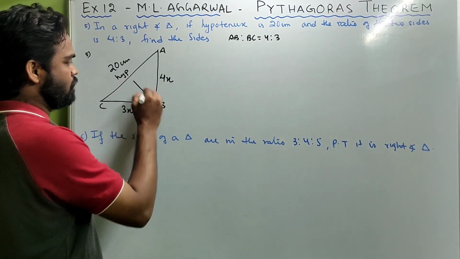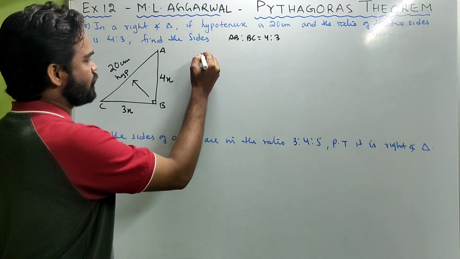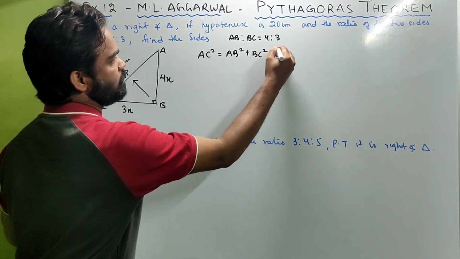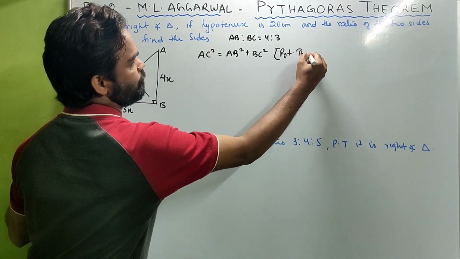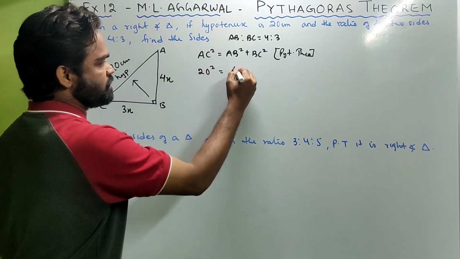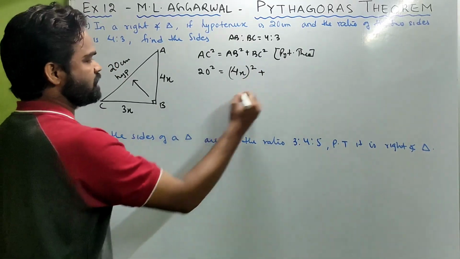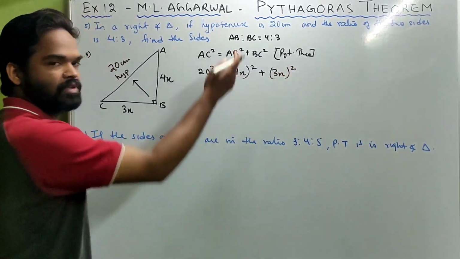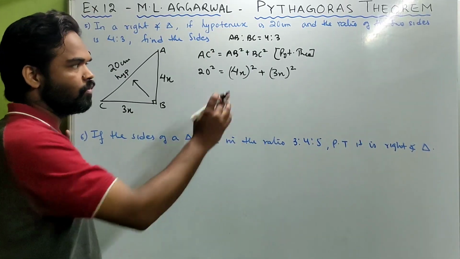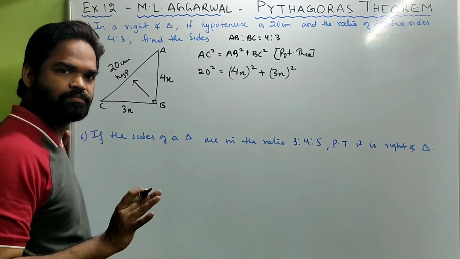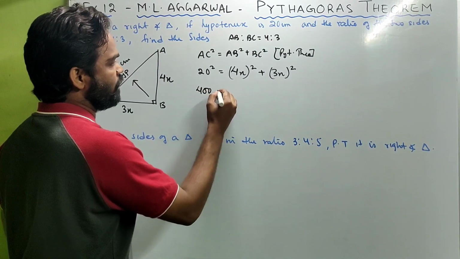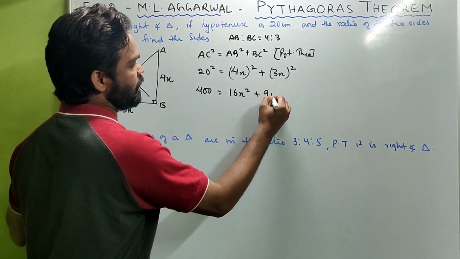Now look carefully. This is your hypotenuse. According to Pythagoras theorem, we have AC square is equal to AB square plus BC square, isn't it? This is your Pythagoras theorem. So AC square, which means 20 square, is equal to AB square, which means 4x whole square, plus BC square, which is 3x whole square. See, the ratio is given 4:3. We can take the sides as 4x and 3x, 4k and 3k, where x or k is the common factor. Now, 20 square is 400. This is 16x square plus 9x square.